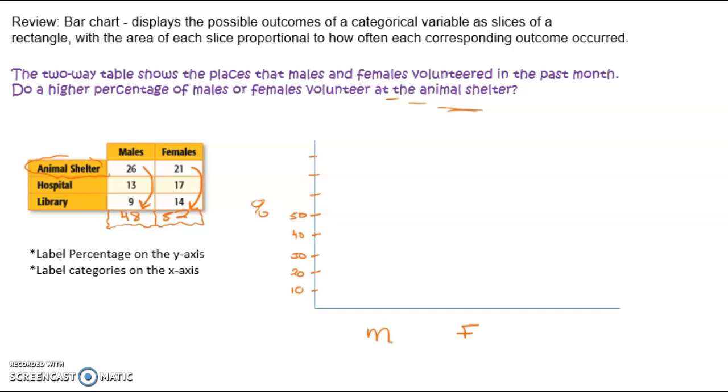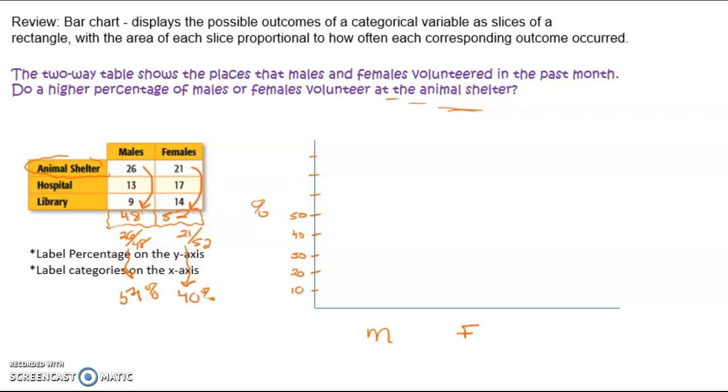So let's get our percents. It's always part over the total. So we're going to do 26 out of 48 for the males, and over here for females, we've got 21 divided by 52. So males, 26 divided by 48 is going to be about 54%. Coming straight down here. Females, 21 divided by 52 is going to bring you down to 40%.